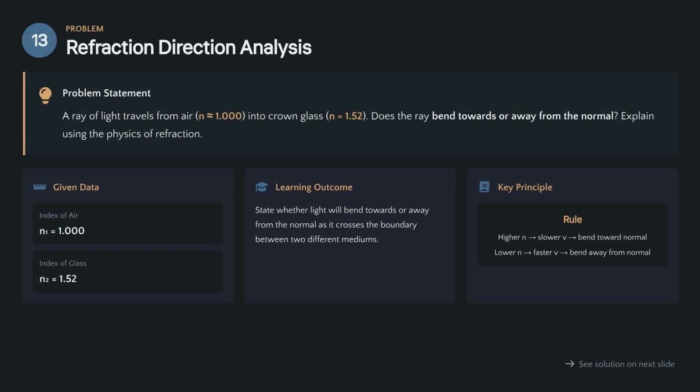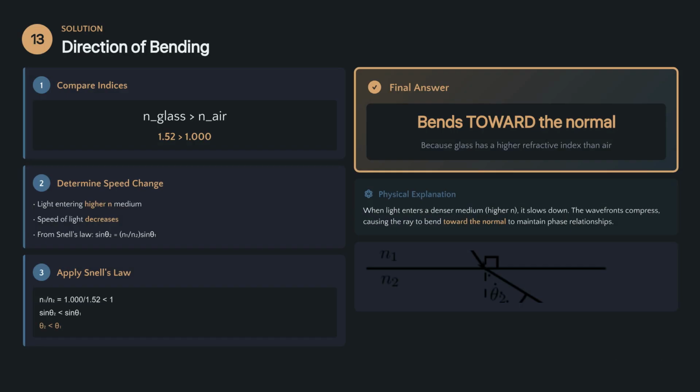Problem 13 asks if a ray of light bends toward or away from the normal when traveling from air into crown glass. Air has an index of refraction of 1.000 and glass has 1.52. Remember that a higher index means the ray bends toward the normal. Comparing the indices, glass has a higher index than air.